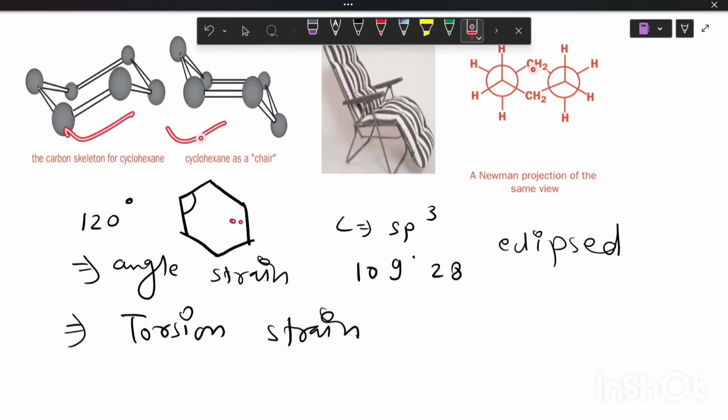And there is one more conformer for the cyclohexane, which is known as the boat form, which is not as stable as the chair form in most of the compounds. Only in few compounds does the boat form exist. I will explain to you later what the boat form is and in which compounds that boat form exists. Okay, so I think these two, angle strain and torsional strain, are clear. Why cyclohexane exists in chair form, this is also clear.